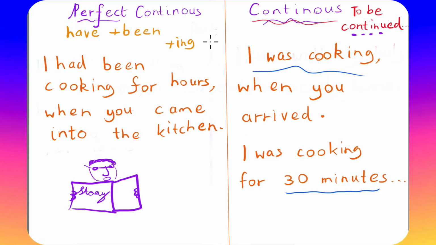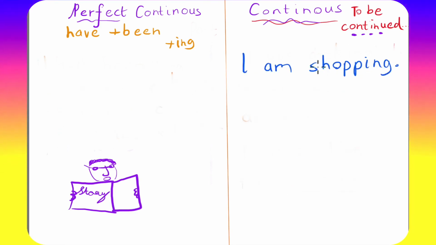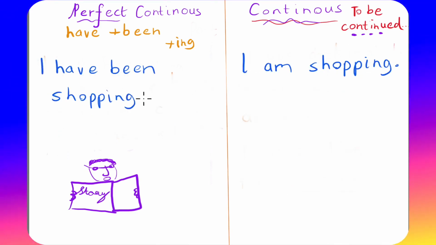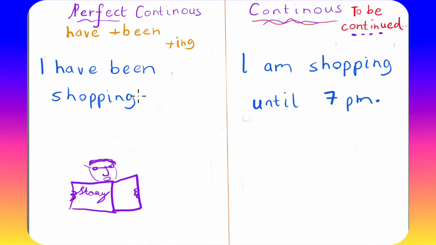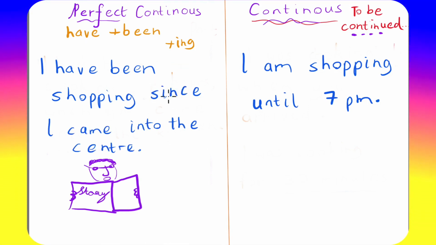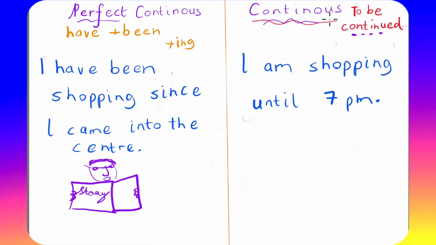Let's very quickly now look at the present perfect continuous and continuous tenses. I am shopping. I'm still doing it. I have been shopping. I don't know when I started. I don't know when I'm finished. I'm still doing it. Here we could say I am shopping until 7 p.m. Whereas here I could say I have been shopping since I came into the centre. Here we have to give more context. Here we're more specific.